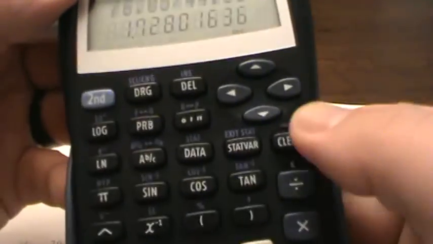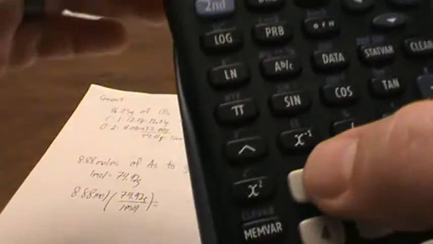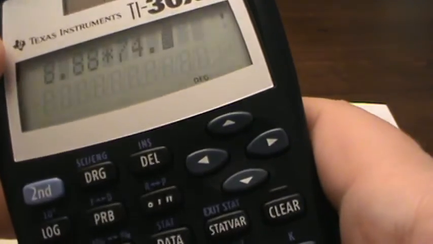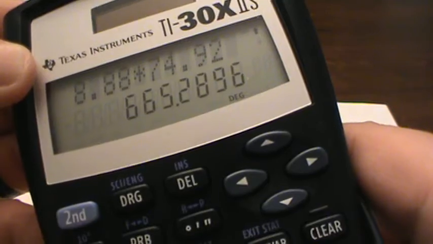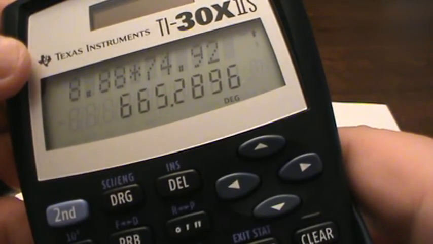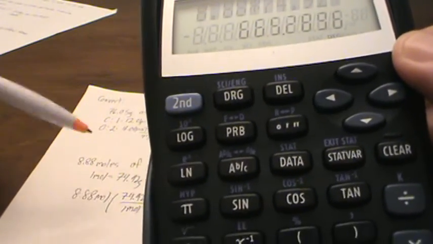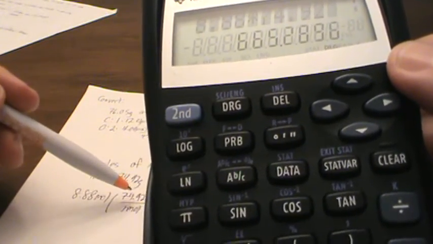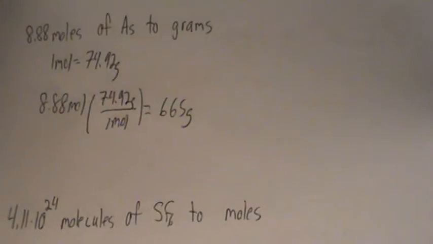There's our setup. So let's take 8.88 times 74.92, coming up with 665.2896. Now, once again, with significant figures, we have 8.88, which has 3 significant figures. Our mass has 4, so our answer should only have 3 significant figures. So I'm just going to put down 665 grams as my answer.